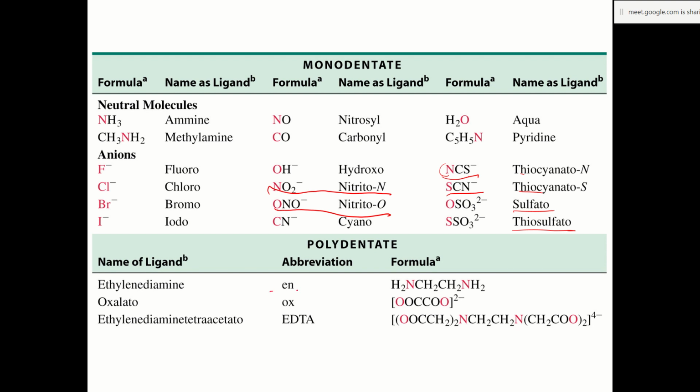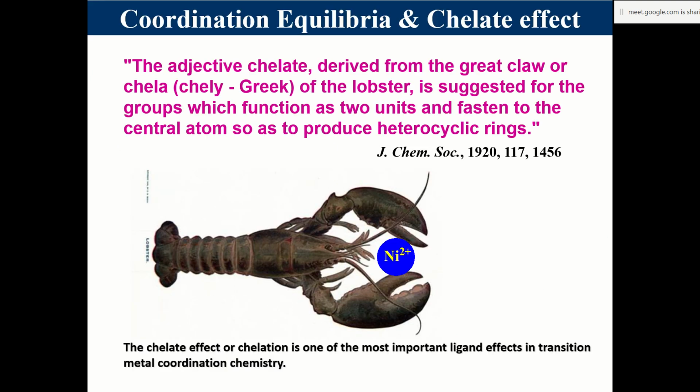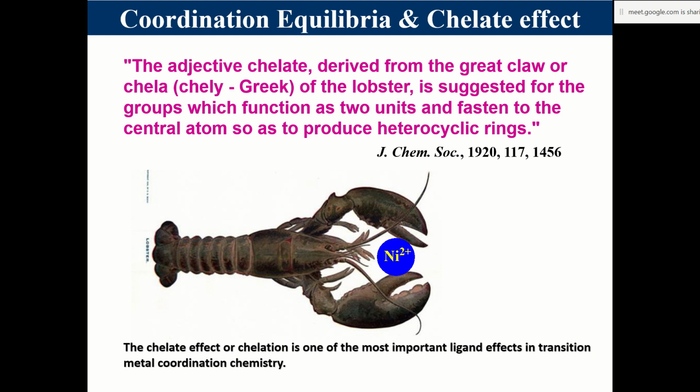Ethylene diamine (en), oxalato, EDTA. EDTA is the thing that you have already done. So oxalate and ethylene diamine have two donor sites, and three of them can combine in an octahedral fashion. This is an example of the ethylene diamine complex with 3 plus charge. So this is what we know.